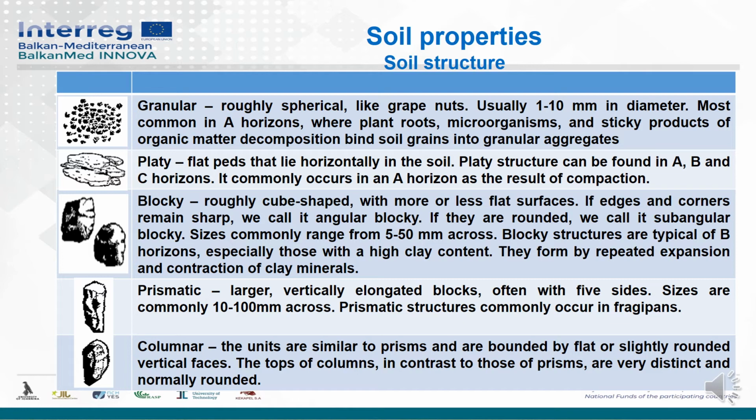Columnar structure, or columnar peds, are units which are similar to prisms and are bounded by flat or slightly rounded vertical faces. The tops of columns, in contrast to those of prisms, are very distinct and normally rounded.